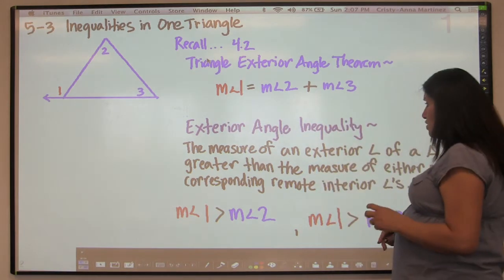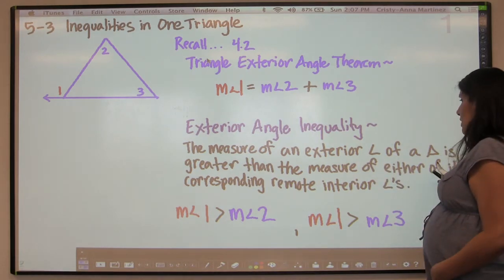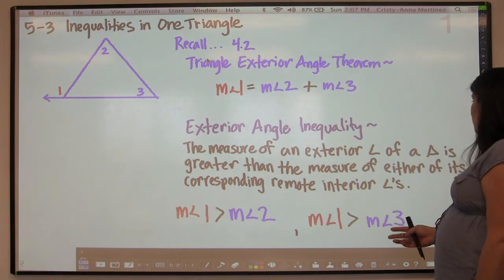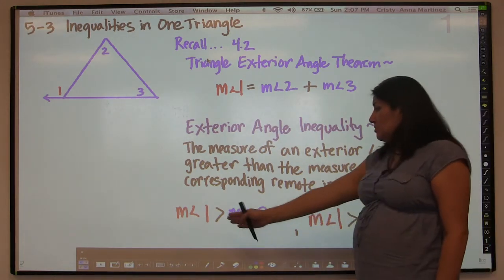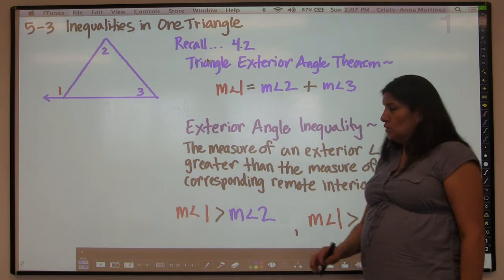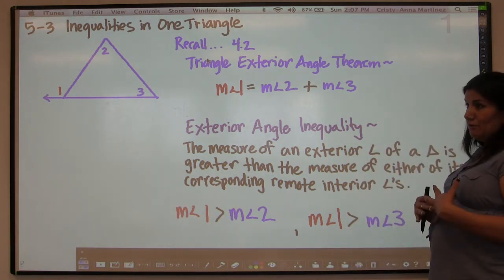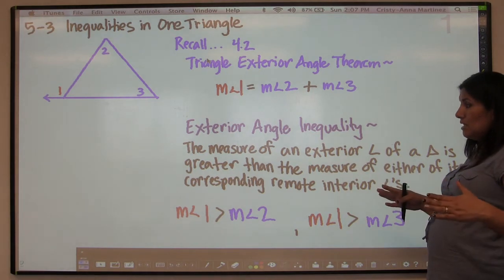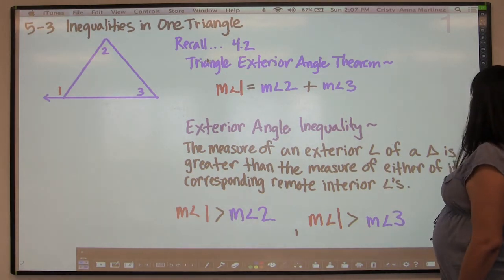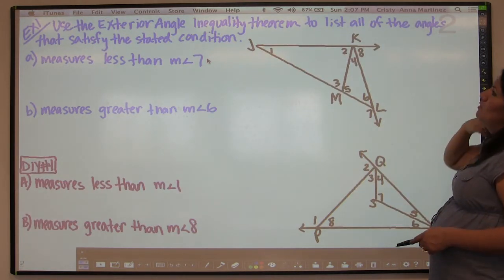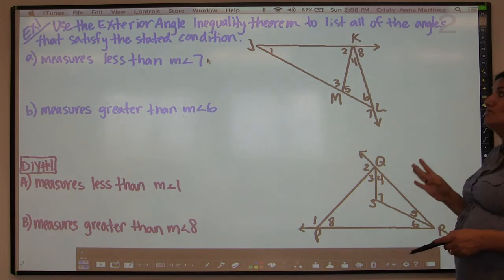So in a nutshell, the measure of an exterior angle of a triangle is greater than the measure of either of its corresponding remote interior angles. In other words, the measurement of angle 1 is bigger than the measurement of angle 2, and the measurement of angle 1 is also bigger than the measurement of angle 3 by itself. Combined, they're equivalent. Separately, angle 1 is larger than either one of them. So why does that matter? Well, we're going to be using that in the next theorem. First, we want to make sure you understand this theorem.